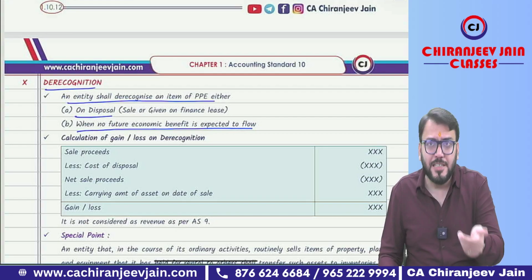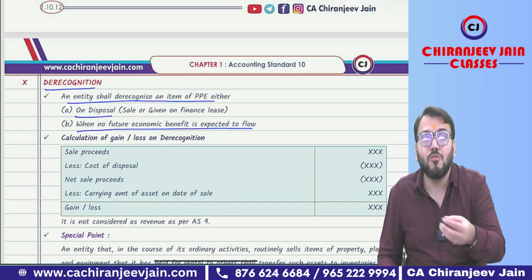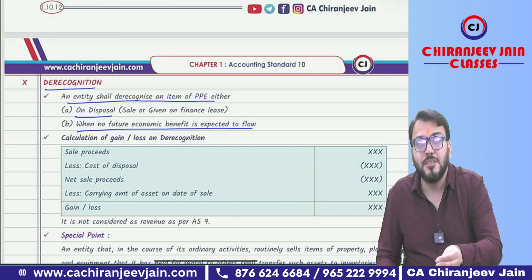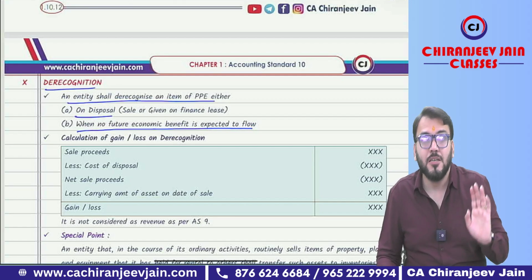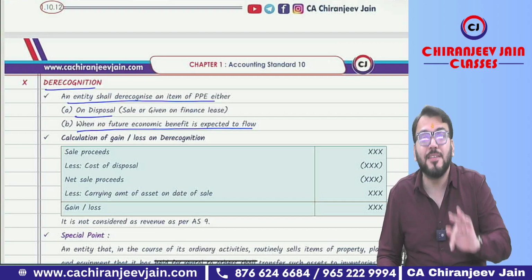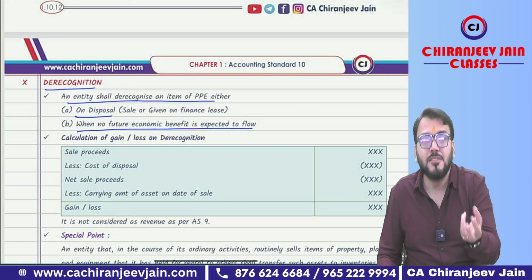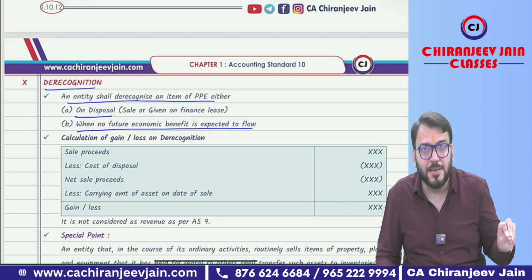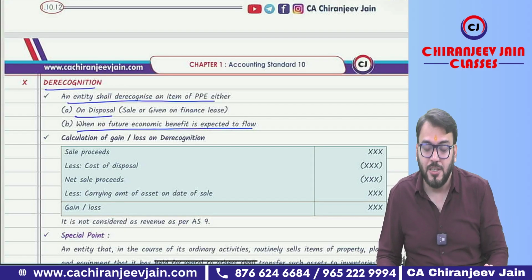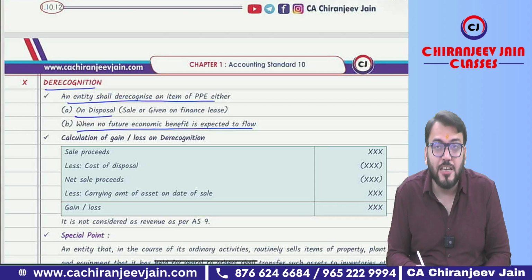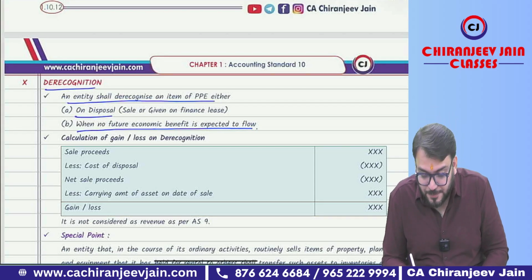Then also it will be derecognized. Correct. Quite possibly, at the end of useful life there is also an end of economic life. Whenever useful life and economic life are the same, then at the end of useful life there is no value and it cannot be sold. If no future economic benefit is expected, then also it will be derecognized. So either on sale or when no future economic benefit is expected to flow.